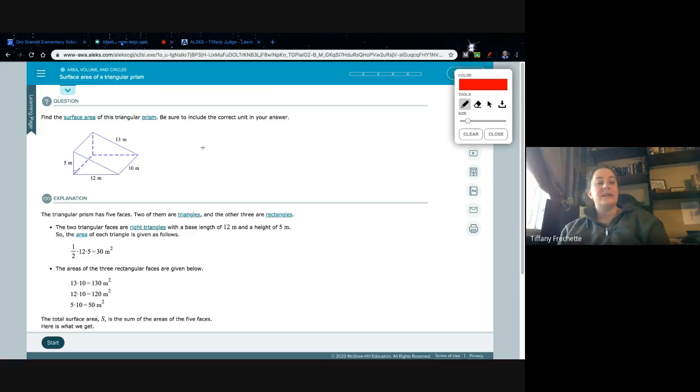So if sides are repeated, that does make it a little bit easier, like when we were doing a rectangular prism or a cube, really easy because all the surfaces are the same. We can just find one and multiply by 6. But in this case, we have a couple of different shapes here.